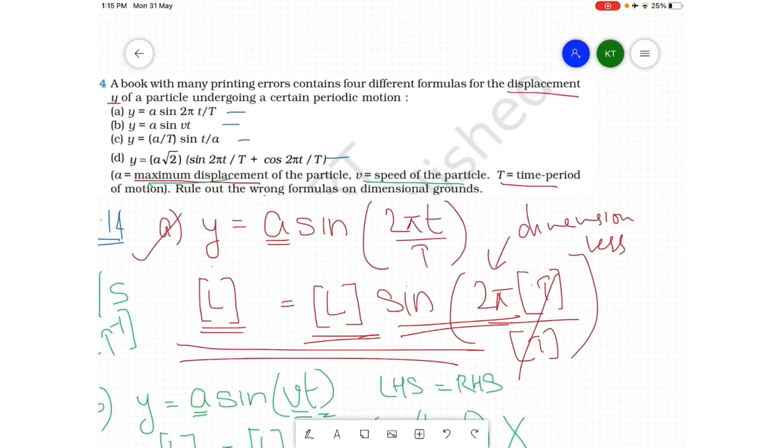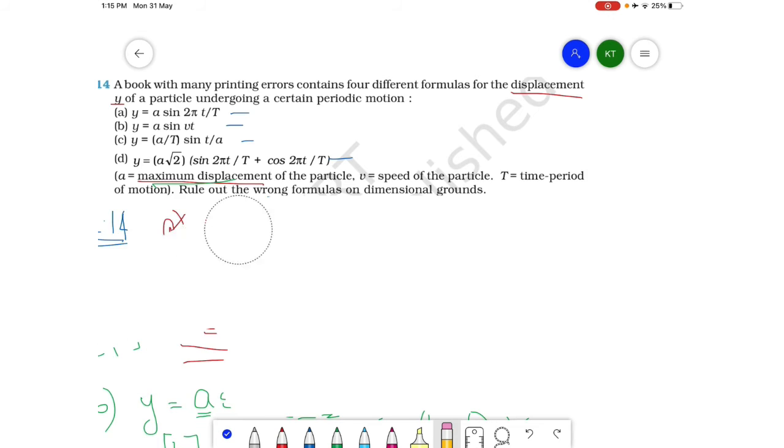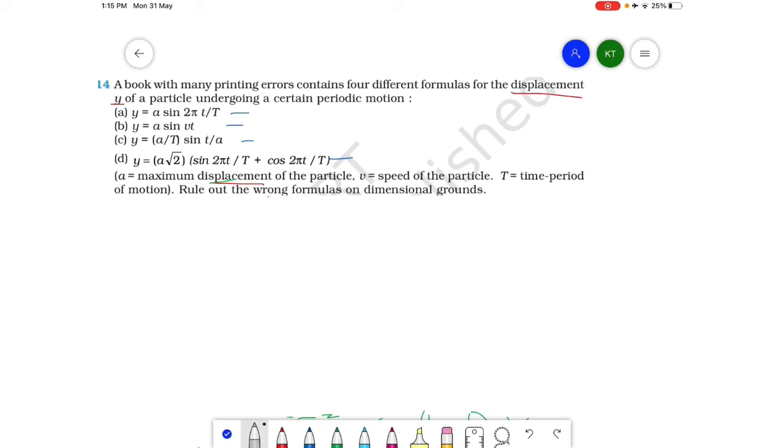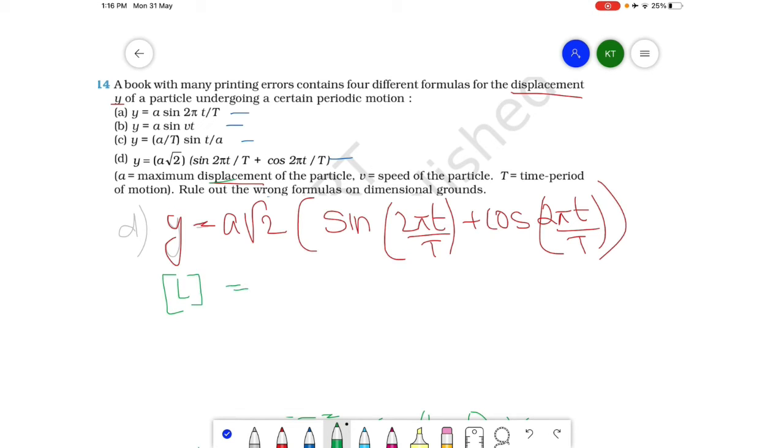Now what about D? The question D is y equal to a by root 2 into sine 2 pi t by T plus cos 2 pi t by T. Now let's check whether this is dimensionally correct. y is displacement, represented by L. A is displacement, represented by L.